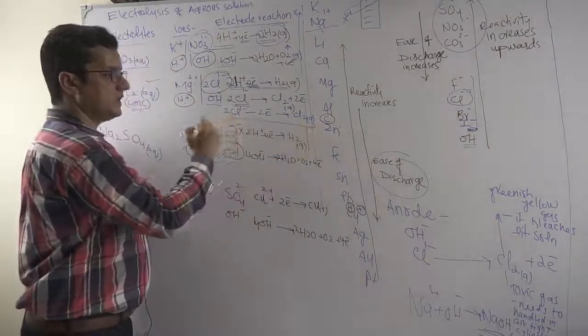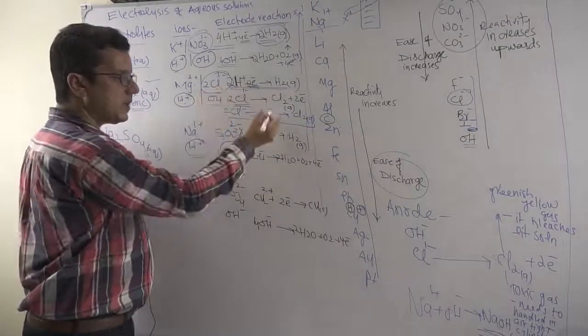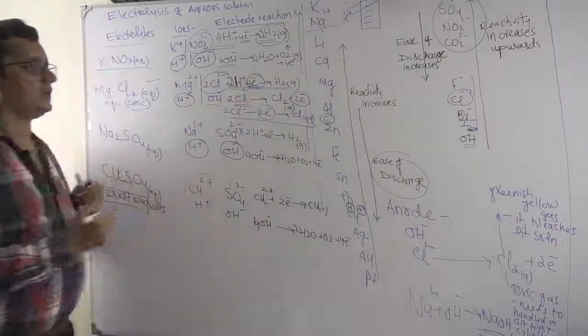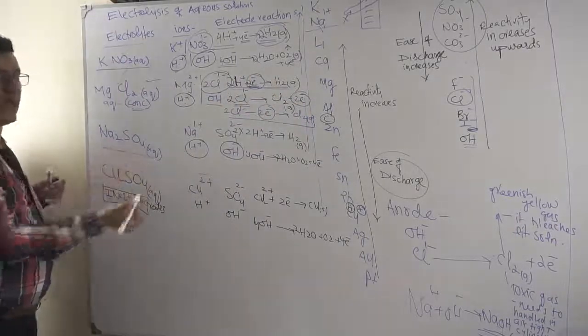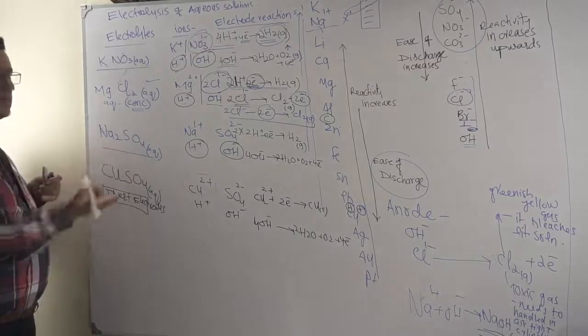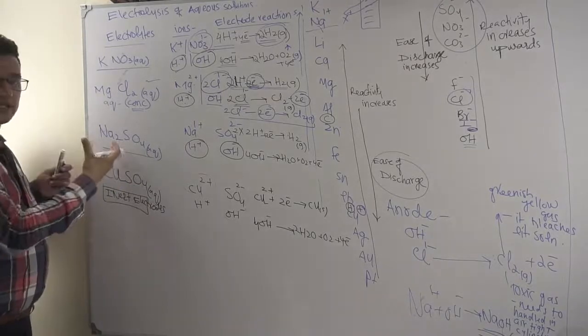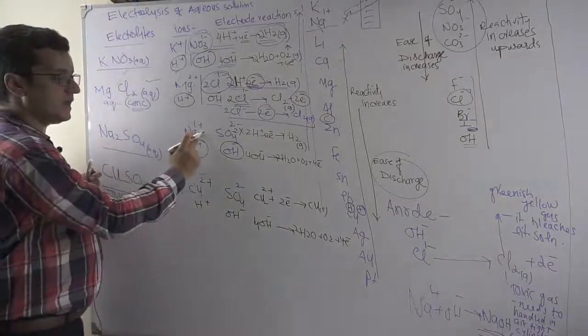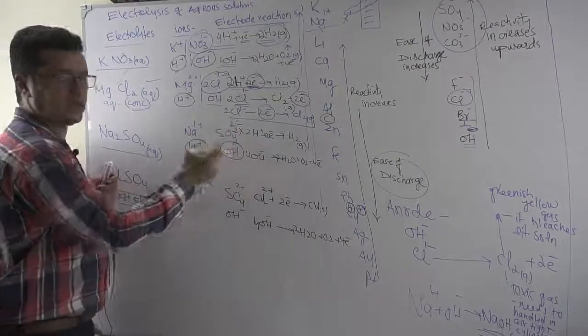You write this equation this way or that way, same thing: loss of electron is taking place at the anode and gain of electron at the cathode. Then look at the sodium sulfate aqueous, if it is mentioned. It can be magnesium sulfate, sodium sulfate, potassium sulfate, whatever it is. You know that there is a metal ion 1 plus and sulfate ion 2 minus.